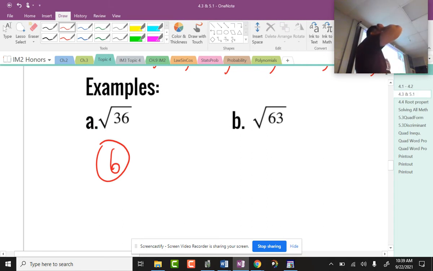I don't know how to explain this. Square root is asking what times itself equals 36. That's what this means in words. I'm not writing that down. So that's why it's 6.